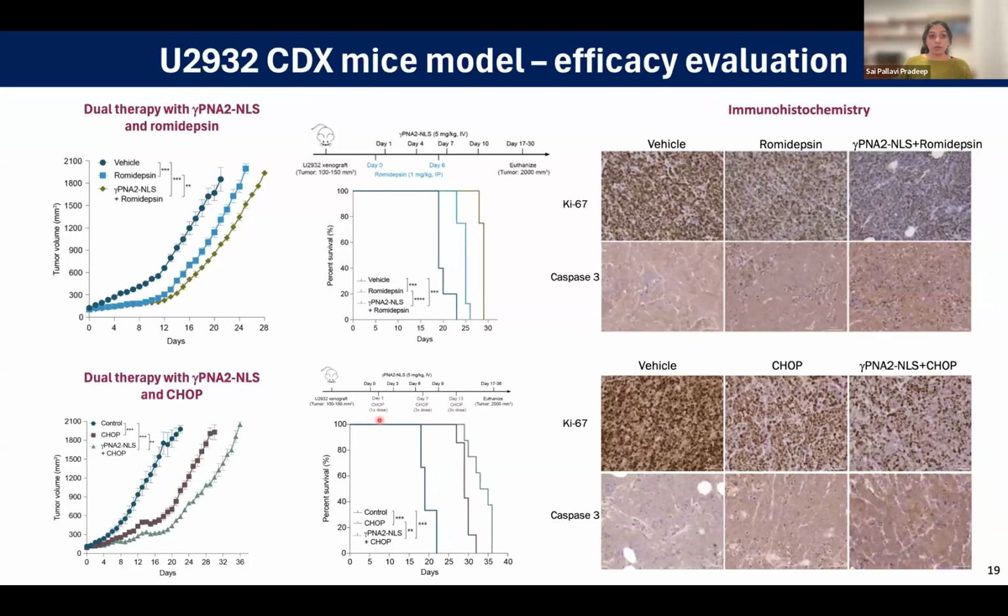We then tested this in combination with the HDAC inhibitor romidepsin, as well as with CHOP. And in both these treatments, you can see that the combination treatment of PNA as well as romidepsin, or PNA and CHOP, had a much slower growth in comparison to just romidepsin alone or CHOP treatment alone. And this resulted in an increase in the survival of the mice. We performed immunohistochemistry, and in both these treatment groups, we saw a decrease in the proliferation marker Ki67 and an increase in caspase-3 levels in these tumors.